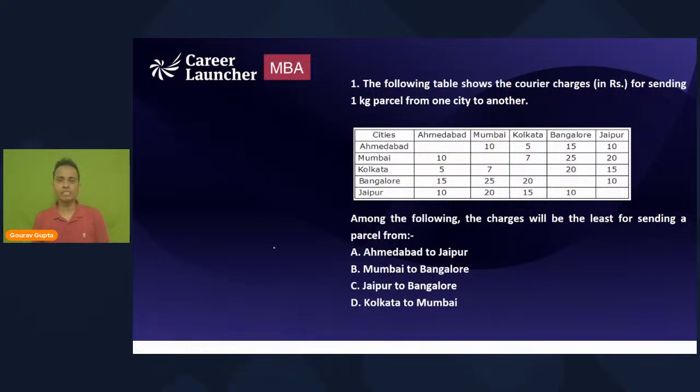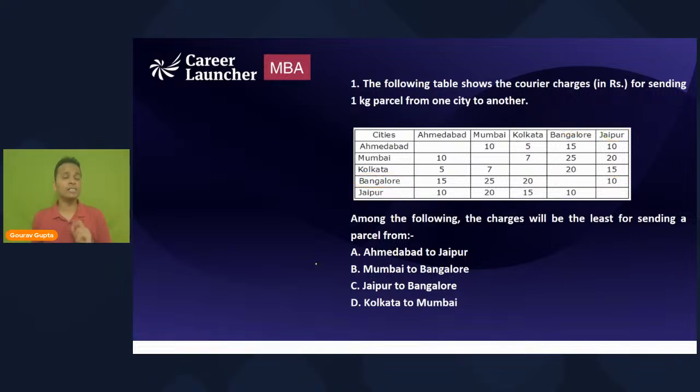Similarly, I'll take one more example. If I want to send a parcel from Bangalore to Jaipur, so Bangalore to Jaipur, it is rupees 10, right? Now in the other direction, if I want to send it from Jaipur to Bangalore, again it is rupees 10. Like I said, if I draw the diagonal, then the values above the diagonal are mirror images of the values below the diagonal. So in both cases, the values will be the same irrespective of the direction.